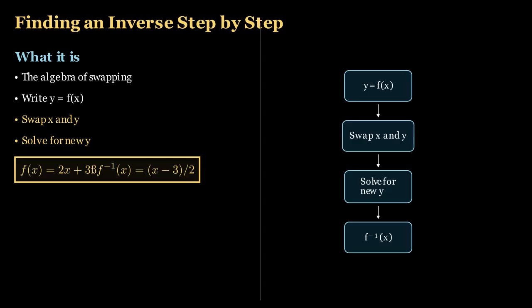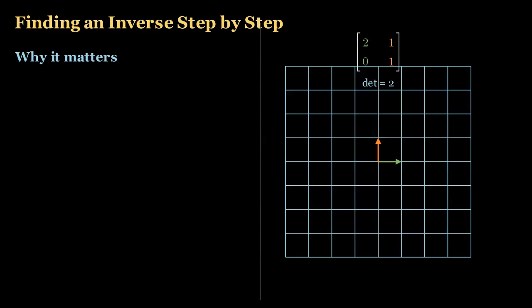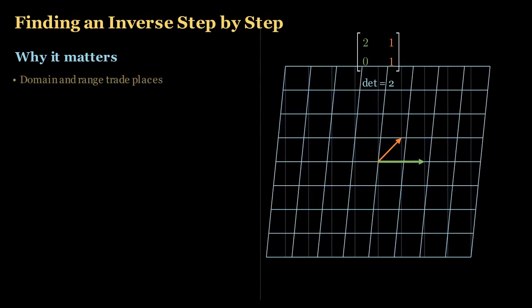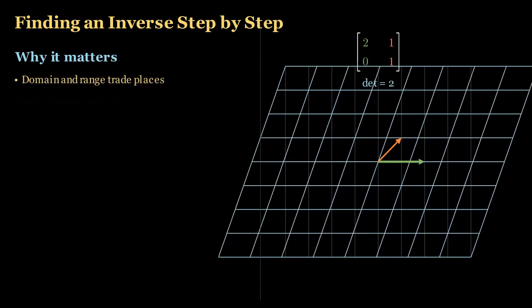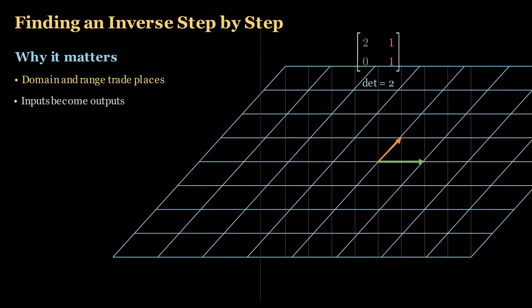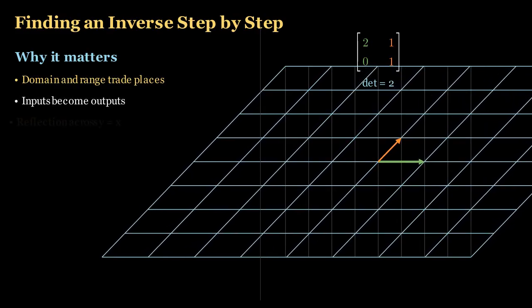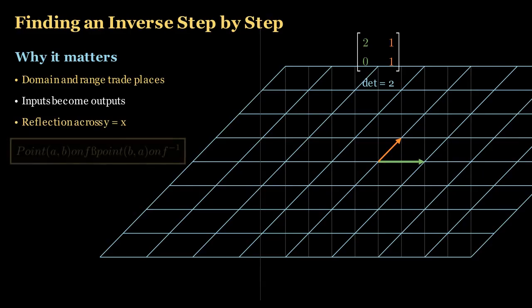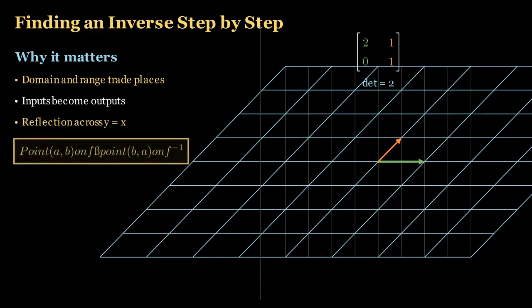Why do we swap x and y? It's not just a trick. It directly shows a deep truth: the domain of the original function becomes the range of the inverse, and the range becomes the domain. The original function takes an input from its domain and gives an output in its range. The inverse must take that output as its input and give back the original input. Swapping x and y makes this trade happen.